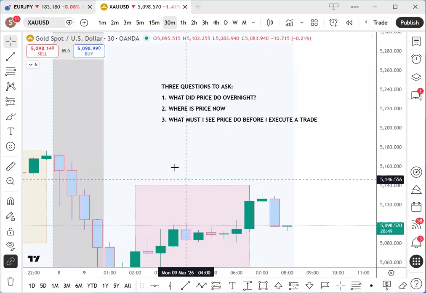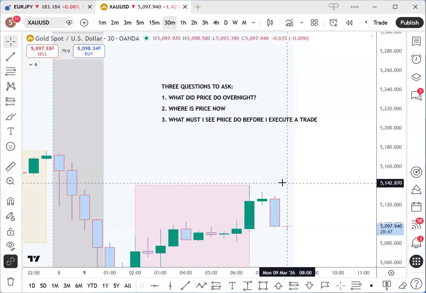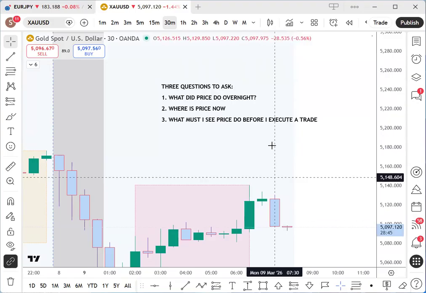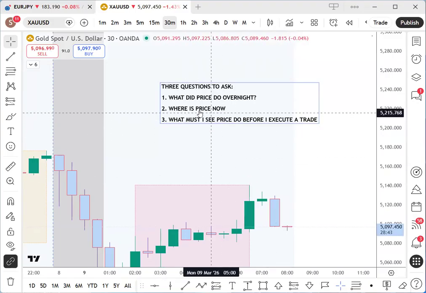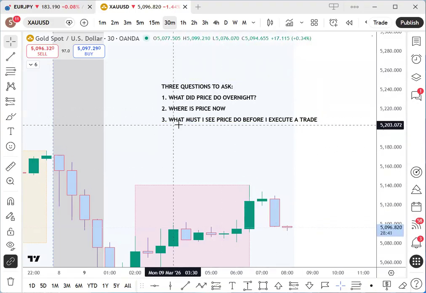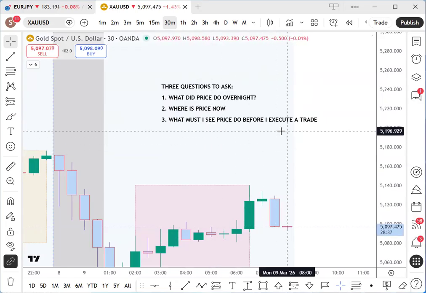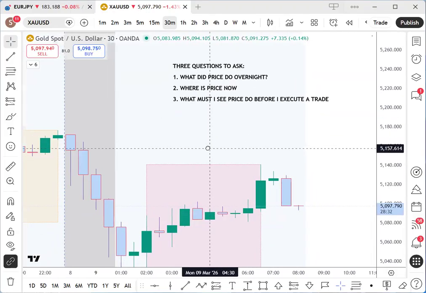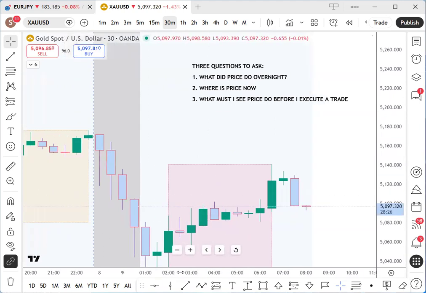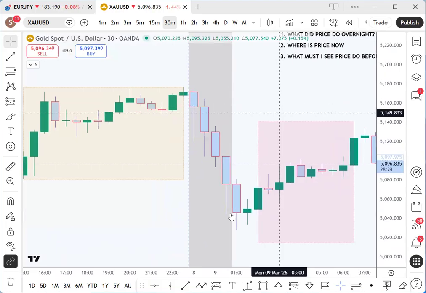I'm sure by now you can chorus these three questions. The first question is, what did price do overnight? Where is price now? That's the next question. And then, what must I see price do before I execute a trade? This third one is the clincher, right? We have to know what must I see price do before I execute a trade. So let's look at our break of structure process.